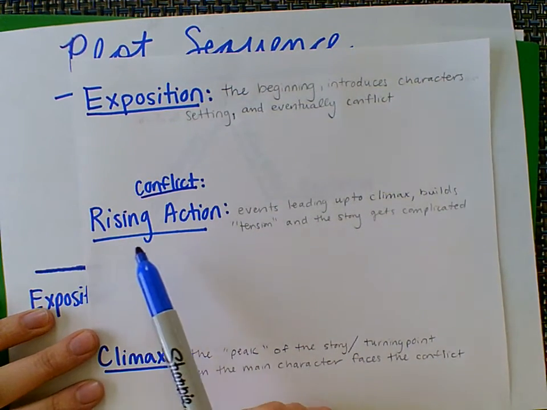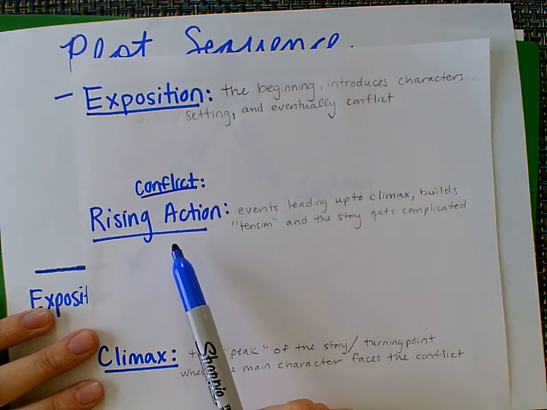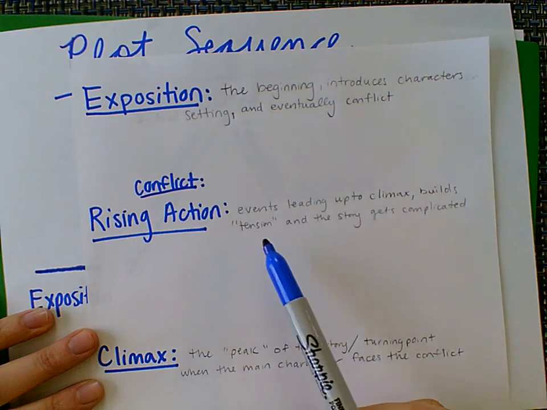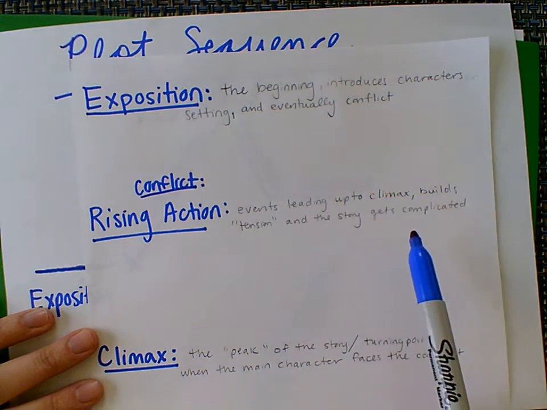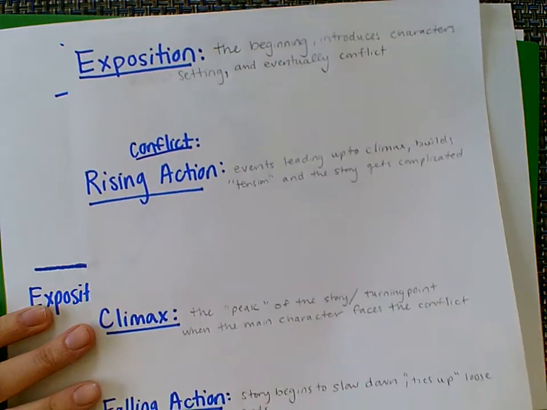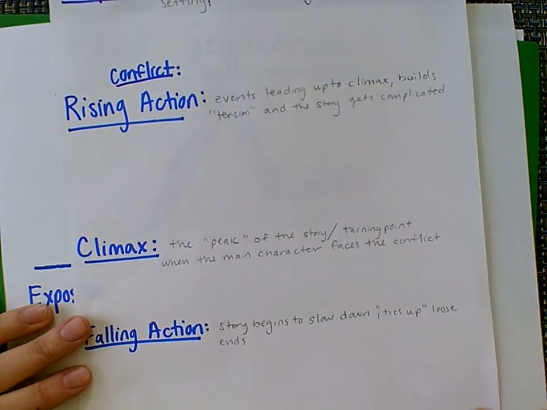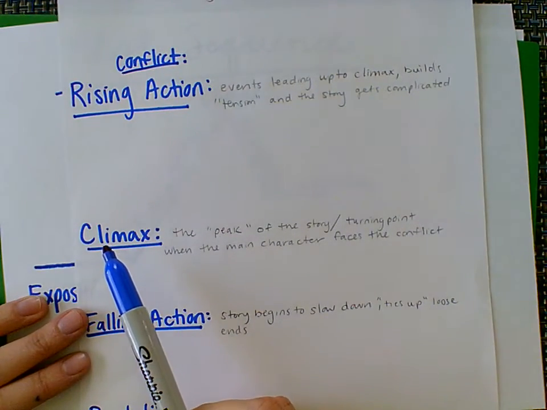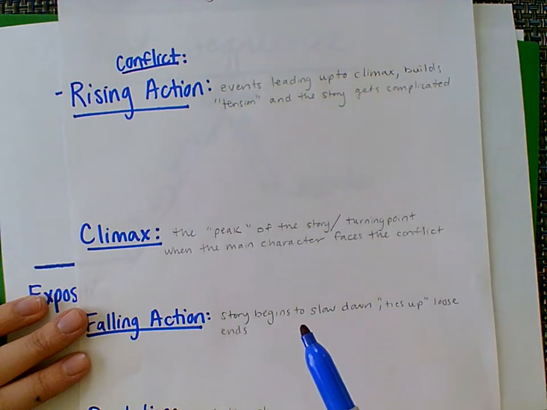Then what events will happen in your rising action? What's going to build the tension and what's going to help the story get complicated and interesting? And what main event is going to happen as the climax, the peak or the turning point of the story?